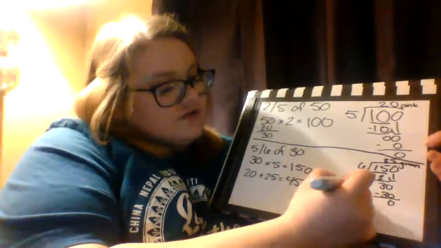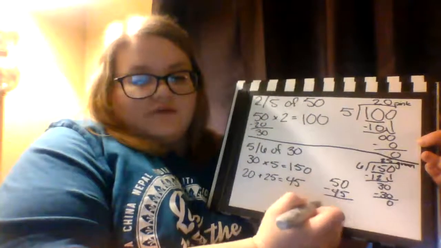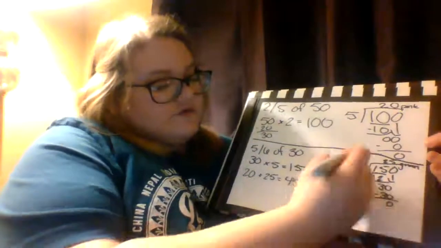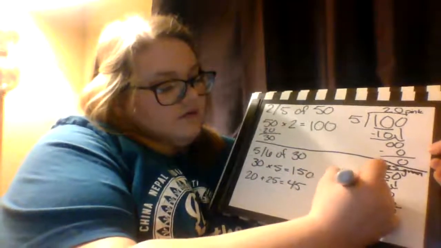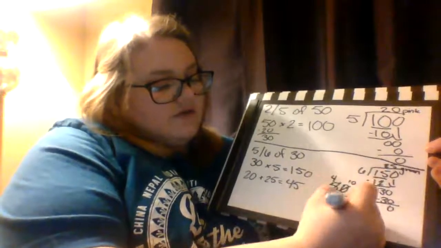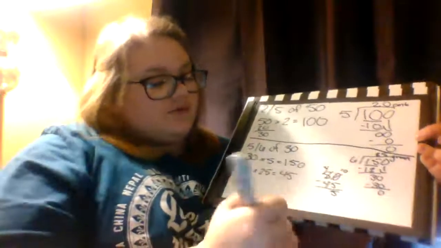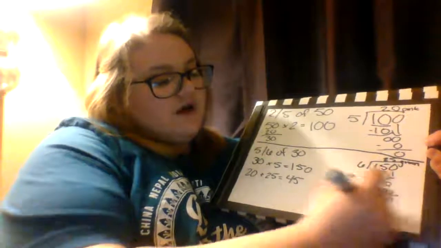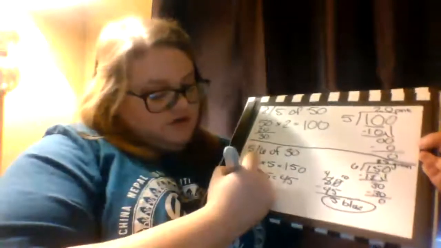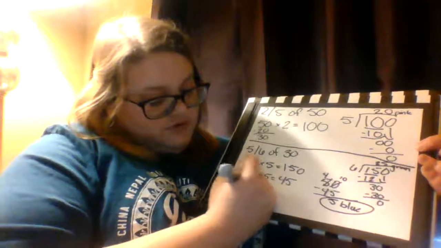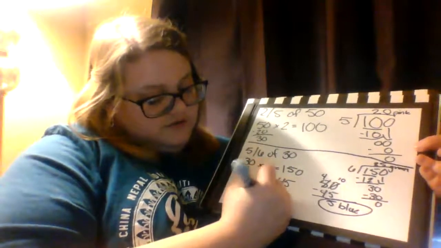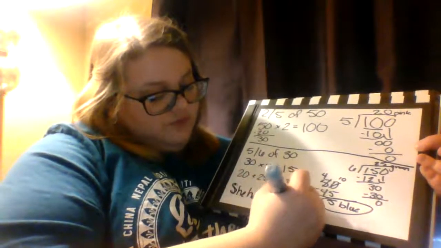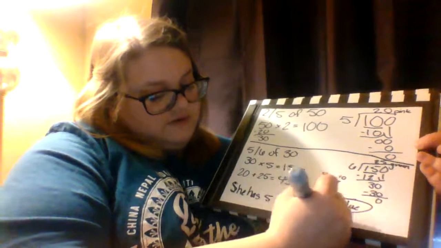We can't take 5 away from 0, so we have to do some borrowing. 10 minus 5 is 5, and 4 minus 4 is 0. So she has 5 blue. That right there is your answer. She has 5 blue Band-Aids.